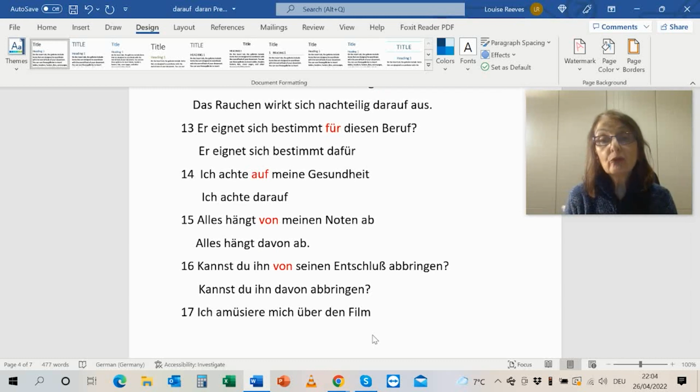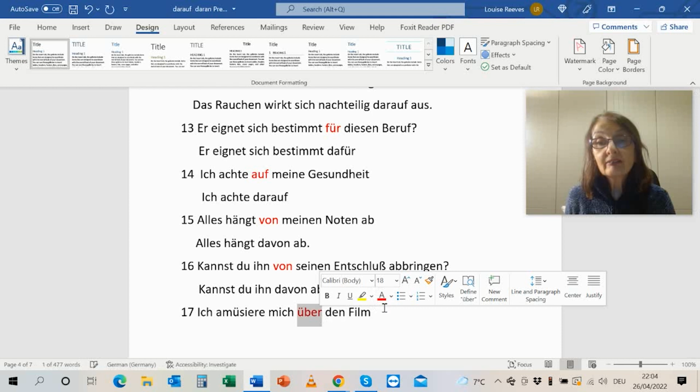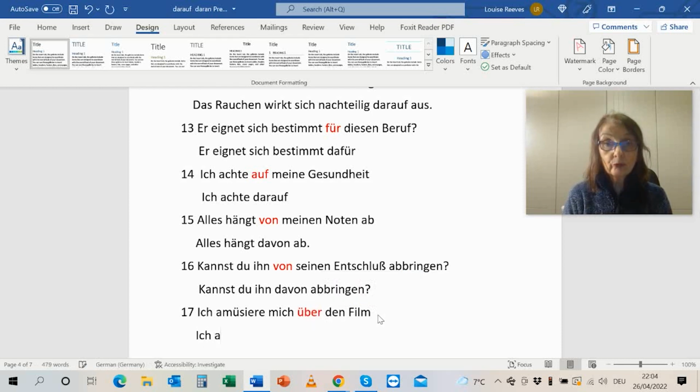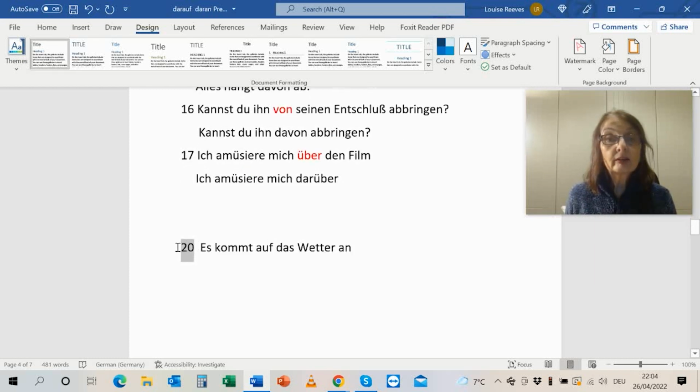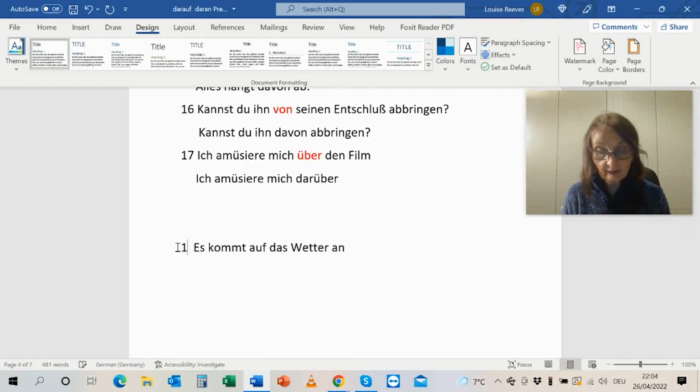I'm having a good laugh about the film, enjoying myself about it, thinking about it. Ich amüsiere mich über den Film. So then über den Film is what I want to replace. Ich amüsiere mich darüber. Here you have, again, an r here. And the reason for that is the two vowels. This should be not 20, 18.